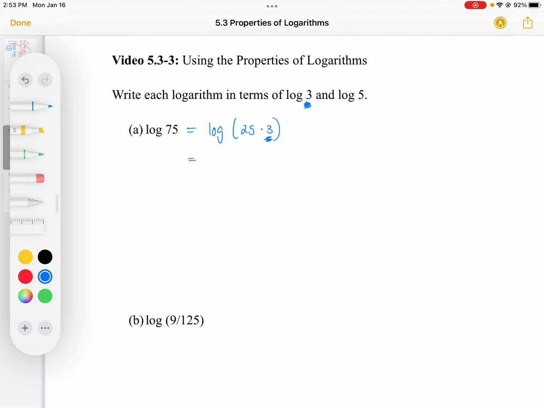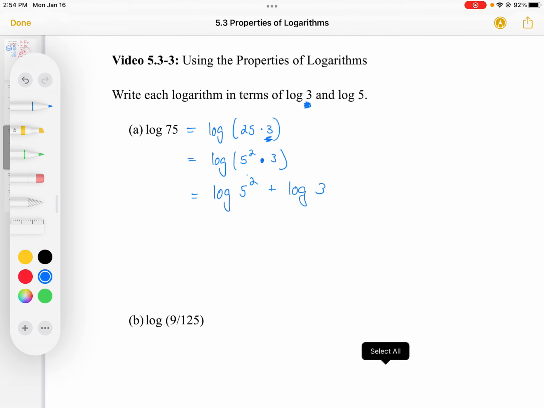I'm going to now rewrite that 25 as, I could either write it as 5 times 5 or I could write it as 5 squared. I'm going to write it as 5 squared because I know if I have an exponent, I do have a property of logs which is going to allow me to eventually bring that 2 in front. So now I do have a product here. I'm going to use the product property and rewrite this as log of 5 squared plus log of 3.